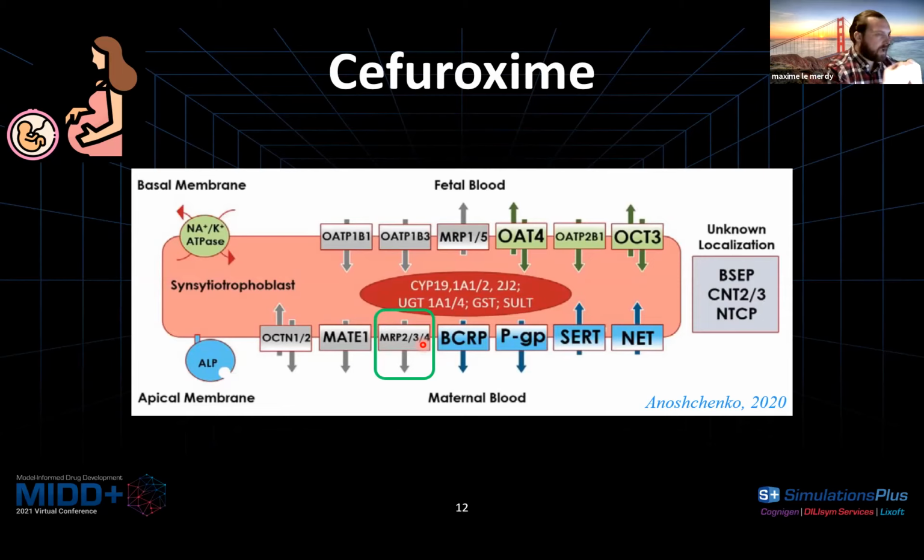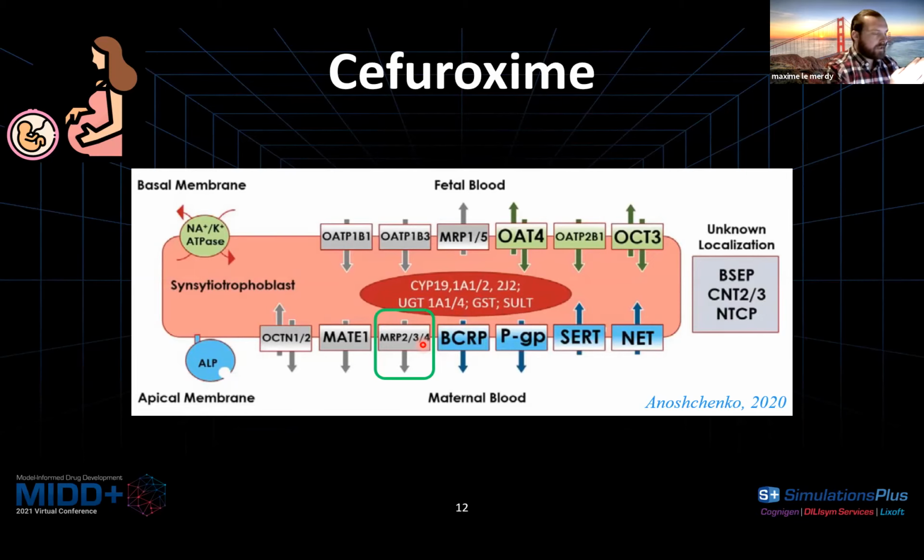We could have included the transporter information directly in the placenta. However, the expression level at different stages of pregnancy is still unknown. So we had to find a surrogate to be able to capture the data relatively well.